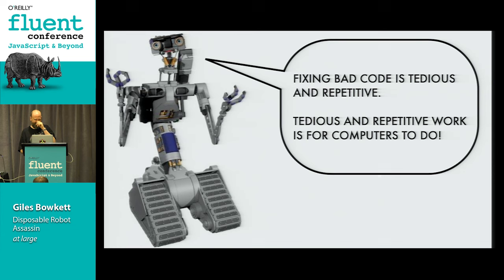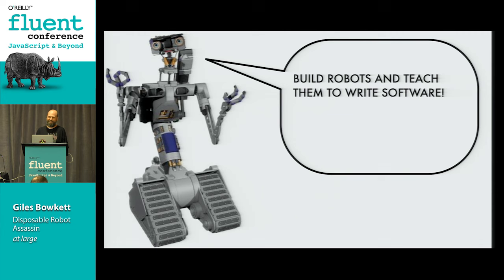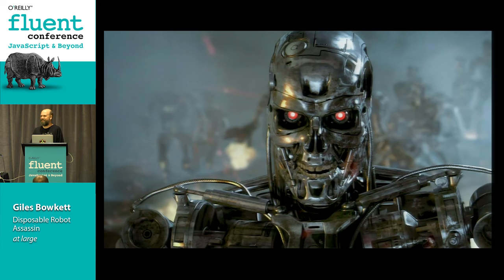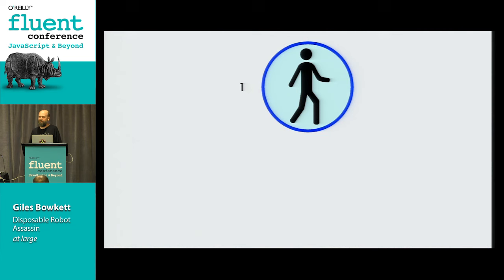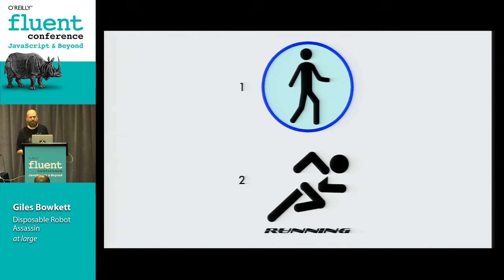So the solution is to build robots and teach them to write software. Because what could possibly go wrong? And of course we think about that and we say, great idea. Let's do it. But you have to walk before you can run. Okay? So step one, walk. Step two, run. So we're going to start with this book, Refactoring, by Martin Fowler.